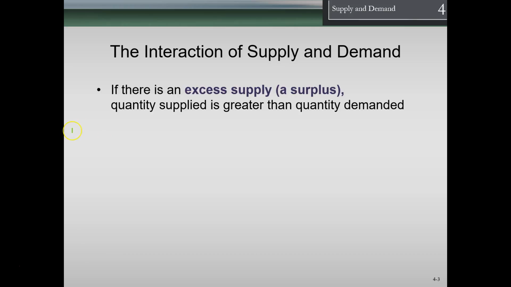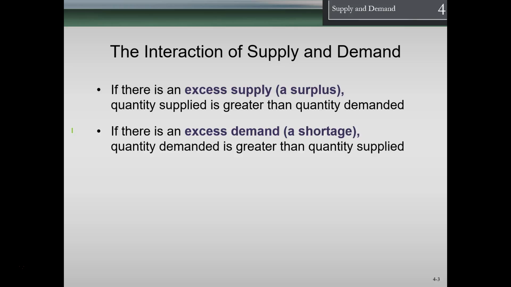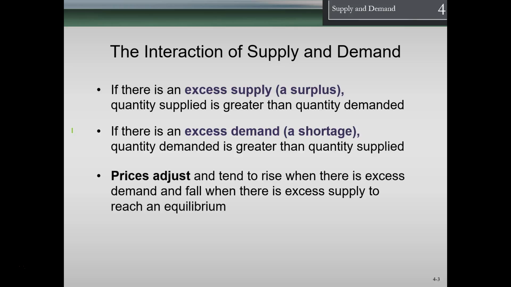So if we look at the example of these two opposing forces and how they work, if there's an excess in supply, then quantity supplied is greater than the quantity demanded. On the other hand, if there's an excess in demand, we have a shortage: quantity demanded is greater than the quantity supplied. So what will happen then is that price adjustments tend to rise when there is excess demand and fall when there's excess supply to reach an equilibrium.